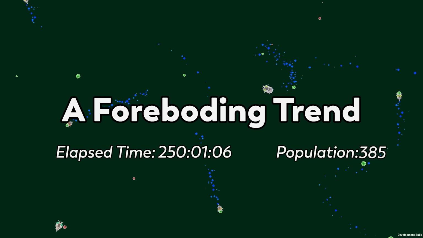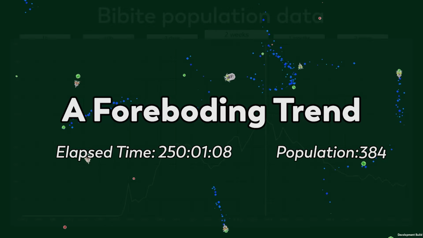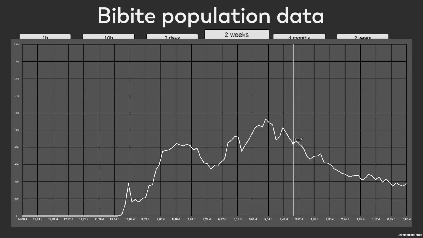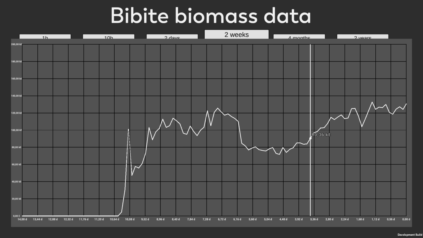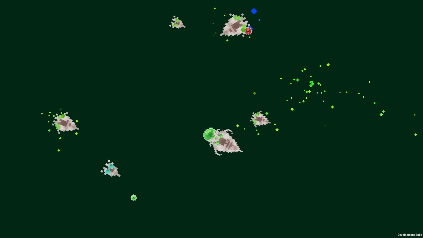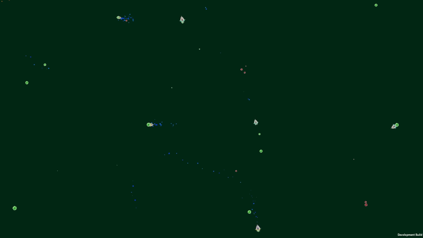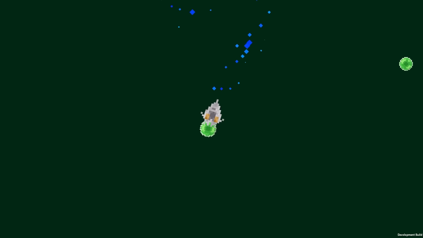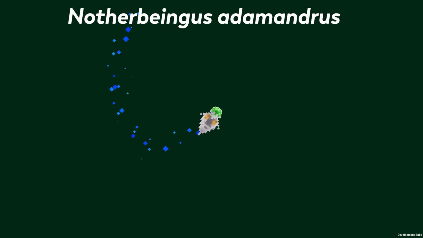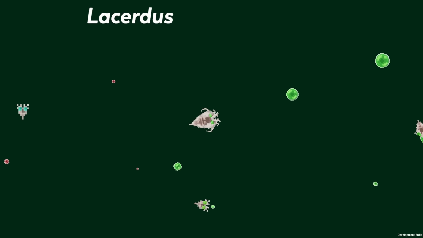Since musicas take over, the number of Bibites in the simulation has been gradually dropping from close to 1,000 down to only around 400, while their share of the world's biomass has been trending slightly upward, suggesting that Bibites have been living longer and reaching bigger sizes. And indeed, that's what we can see in the only two prominent species currently alive, Notorbingus atmandrus and Lesordus deltark studio.